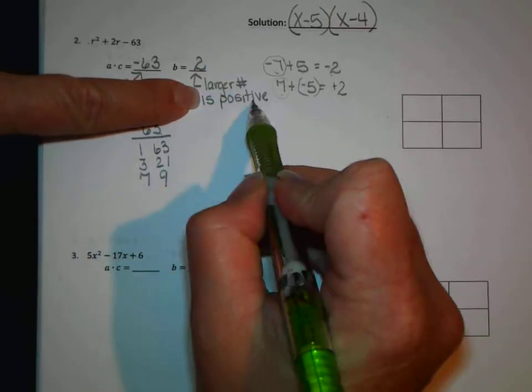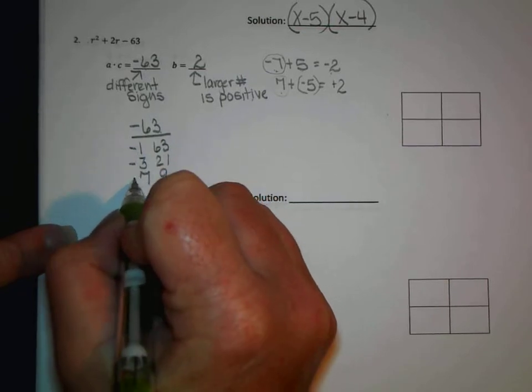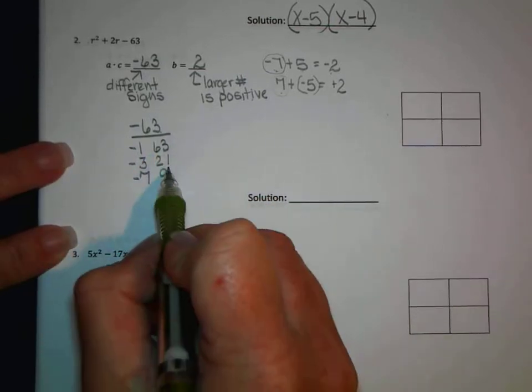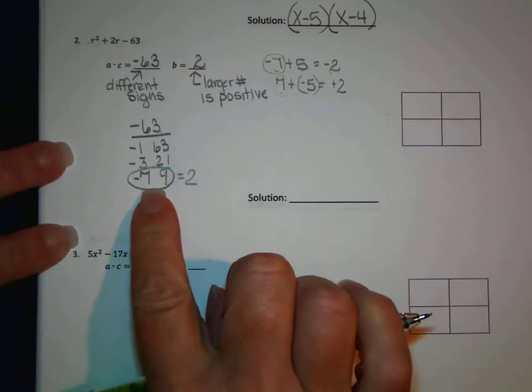So since my larger number is positive, that means my smaller number is negative. Now, which combination is going to give you 2? It's going to be that one right there. So now you're going to take that information and go in and fill your box in.